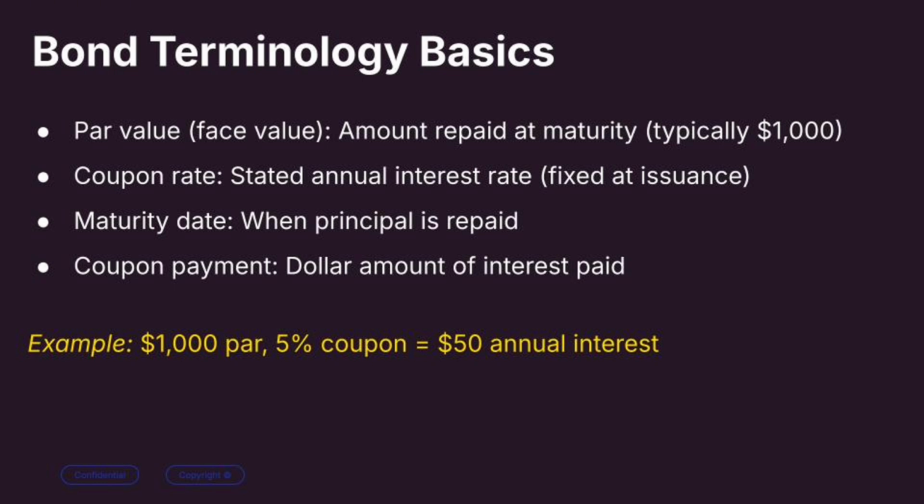If you have a bond with a 5% coupon and a $1,000 par value, you're getting $50 per year in interest. The maturity date is simply when the issuer pays back the principal, and the coupon payment is the actual dollar amount of interest you receive.